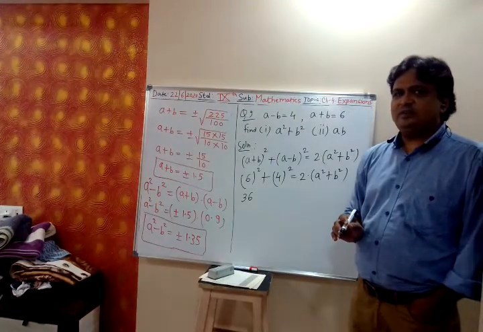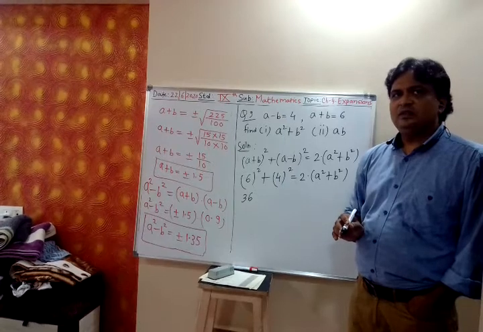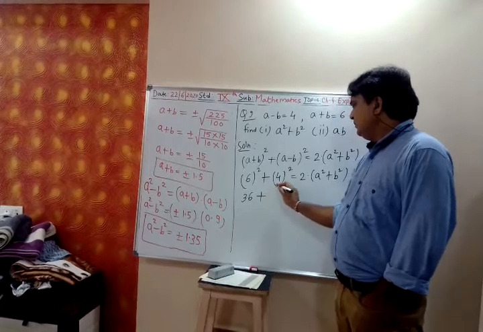Don't present anything. Who is presenting? Call. So 6 square 36. Sir, wait, you are offline.